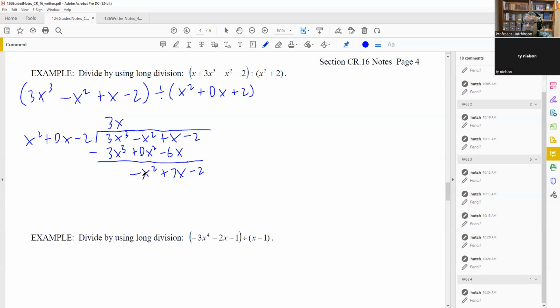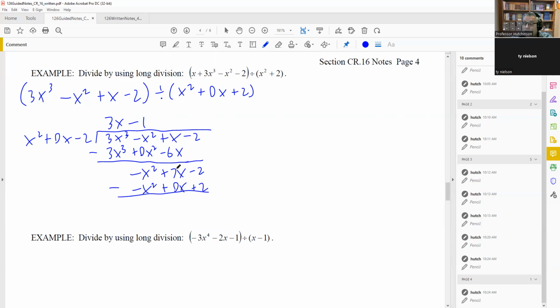If I take negative x squared divided by x squared, I get negative 1. So I'll take negative 1 times everything on the outside. I get negative x squared. Negative 1 times nothing is just going to be a 0x. Negative 1 times negative 2 is a plus 2.